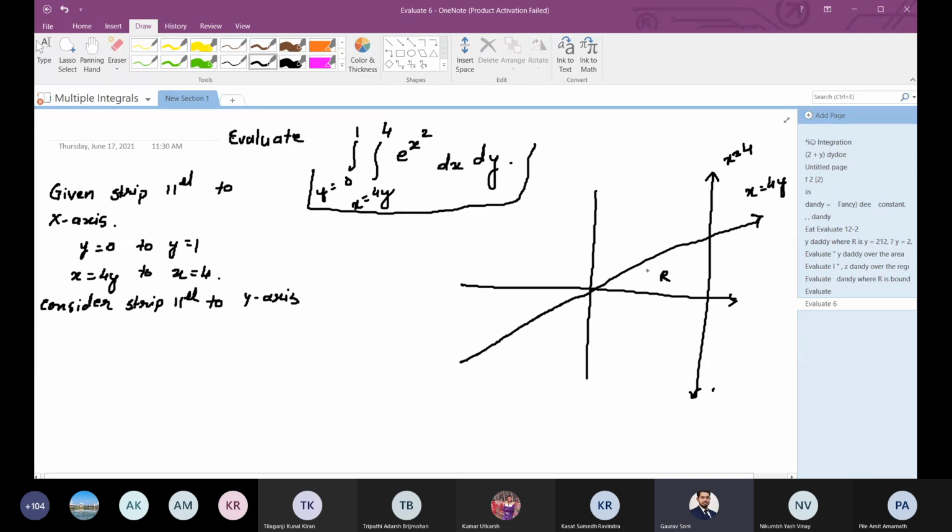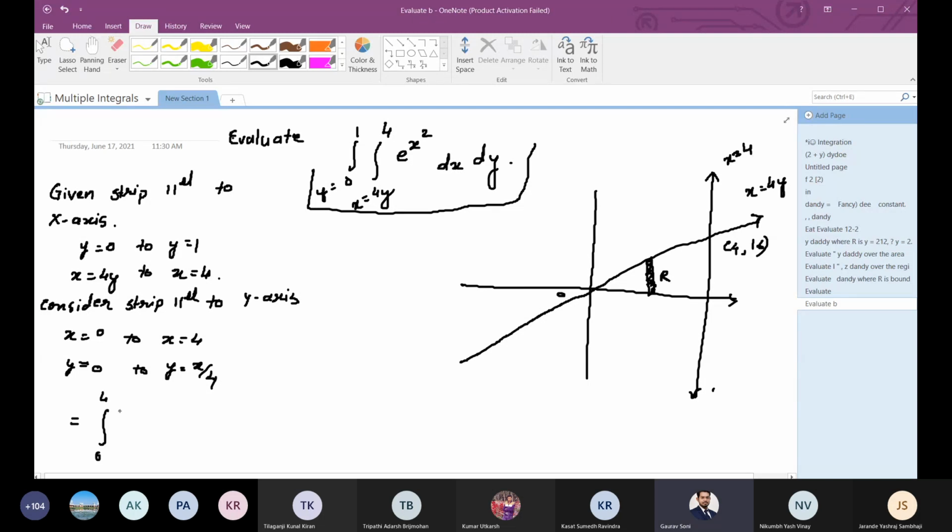So we'll have the vertical strip. What are the limits for the vertical strip? Anyone? We'll have x running from 0 to x equal to 4. y is running from 0 to x by 4. And let's put these values and see whether our integration is simplified.